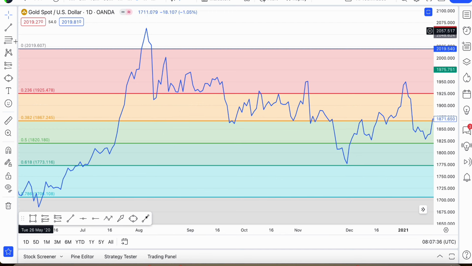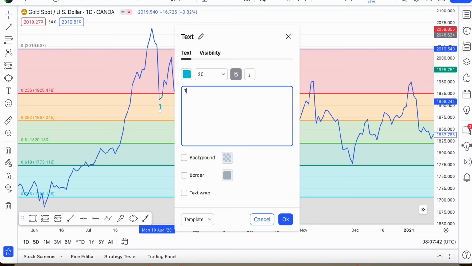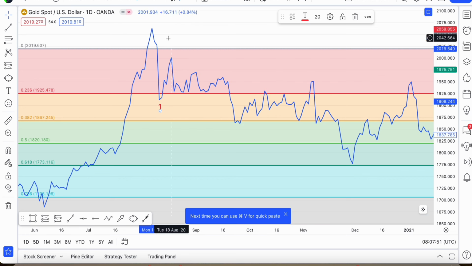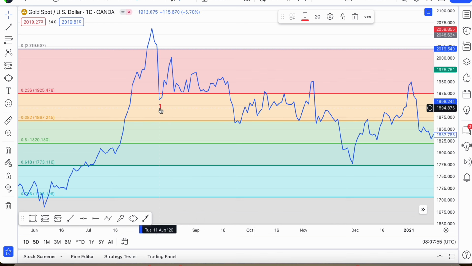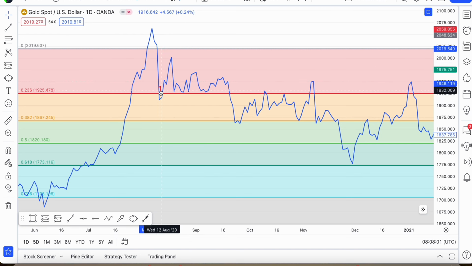Where's the text? Let me see if I'm able to write the text. Okay, this is 1. Let me use color red. 1. Then I call this, sorry, it's not copying.